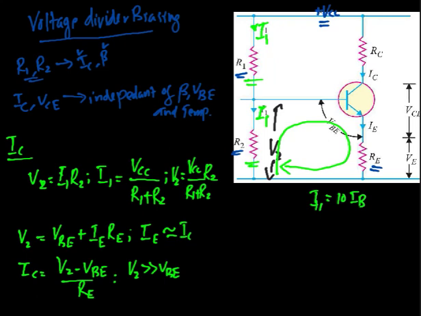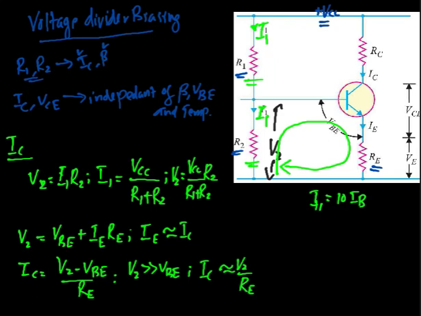Usually VCC will be 15 volts. 40% of VCC comes around 6 volts. So 4 to 6 volts will be the usual voltage across this R2. So we can say that V2 is greater than VBE. In that case we can say that IC is approximately equal to V2 divided by RE.